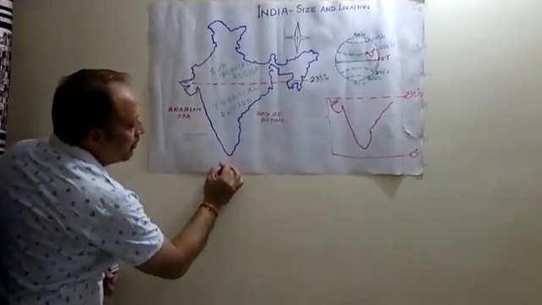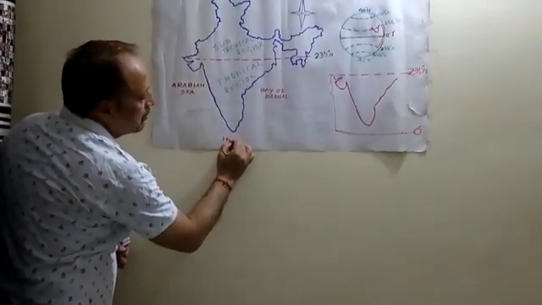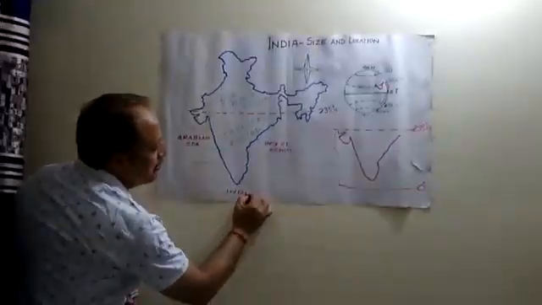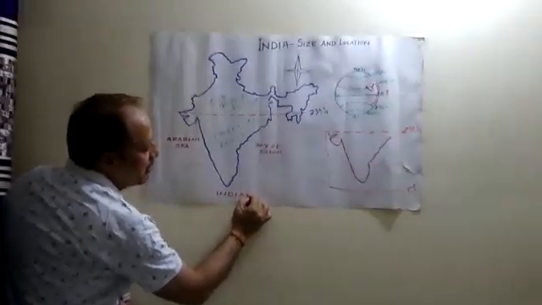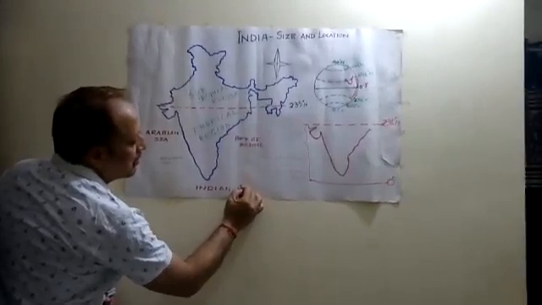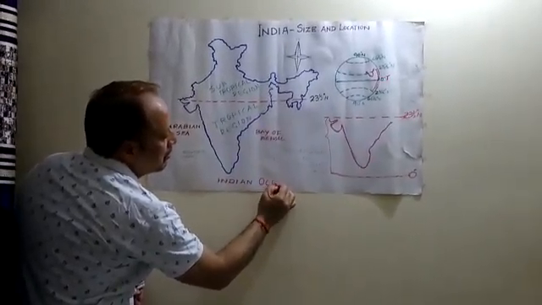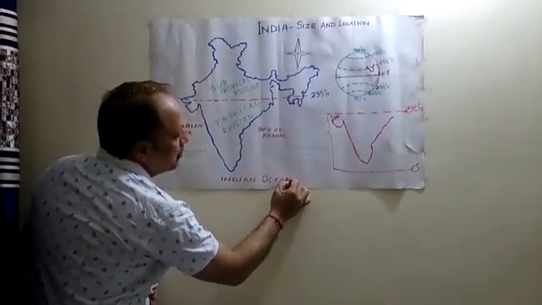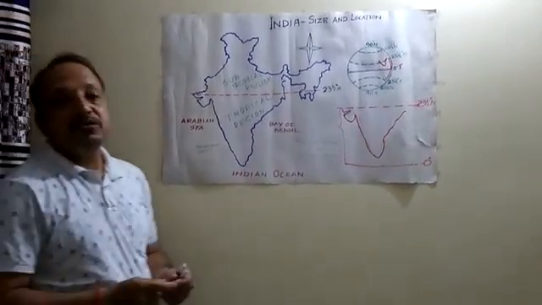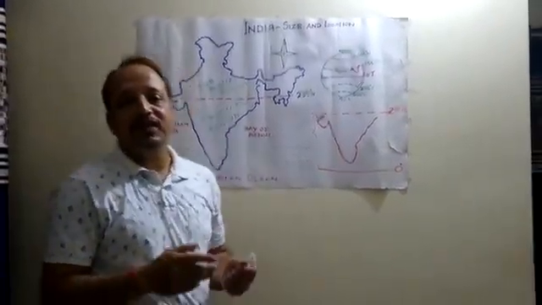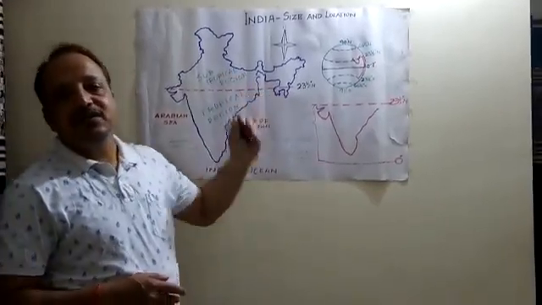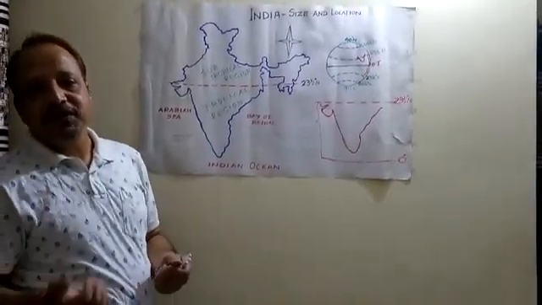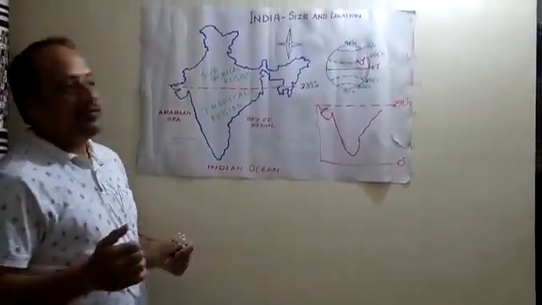On its down part you will find the Indian Ocean. And we know that after India only, this ocean is named, that we call the Indian Ocean. You should also know the other oceans of the world: the Pacific, Atlantic, Indian Ocean, Arctic Ocean and Antarctic Ocean, which is the part of Atlantic or Indian or Pacific that we call the Antarctic Ocean.